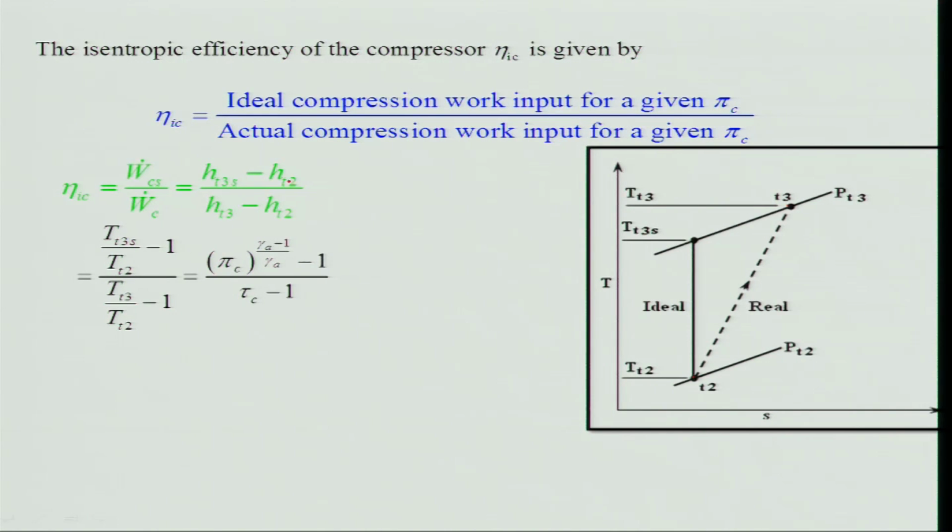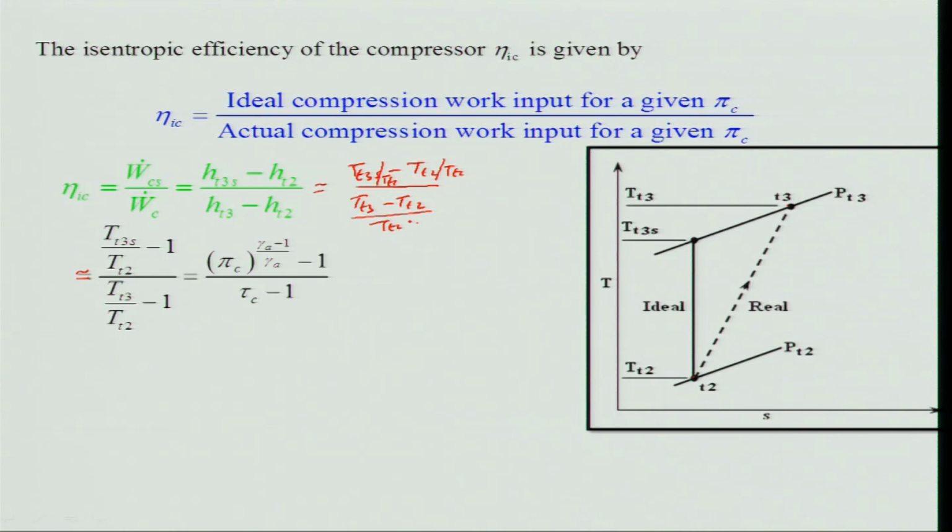And if I assume that C P is not changing, so it is approximately that. And then I can write down here T T 3 S minus T T 2 divided by T T 3 minus T T 2, if I divide by T T 2 here and also here.